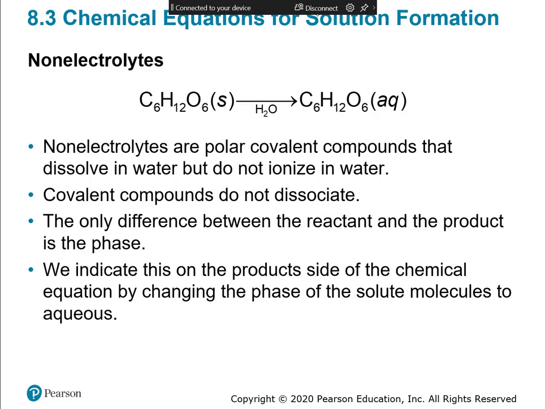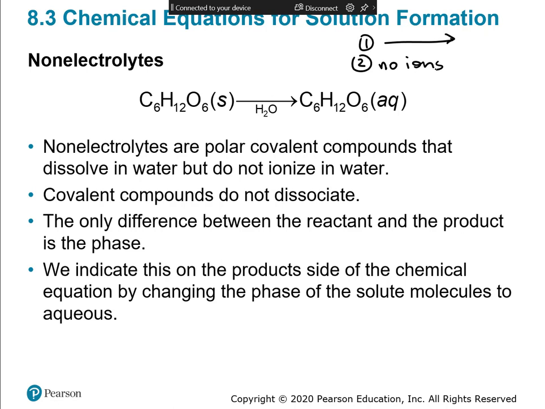But if it's a non-electrolyte, notice 1, the arrow goes left to right. So that's like a strong electrolyte. So 1, we have arrows, the arrow goes one direction, but 2, no ions. The reactant is written exactly as the product. You just change it to AQ, which means it's aqueous. That just tells you that it's dissolved.